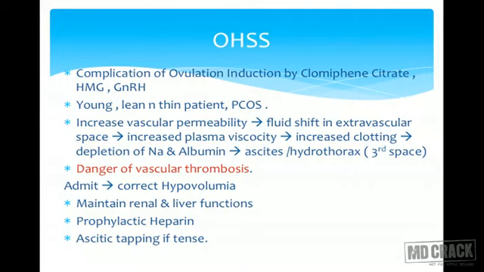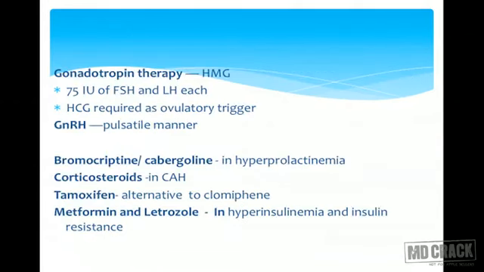So in such patients, we need to admit them immediately, correct the hypovolemia, maintain the intravascular fluid. The compartment should have enough fluid. That is how we can maintain renal and liver functions. We can also give prophylactic heparin in such patients if we are afraid of vascular thrombosis. Ascitic tapping is to be done when the ascites is tense.